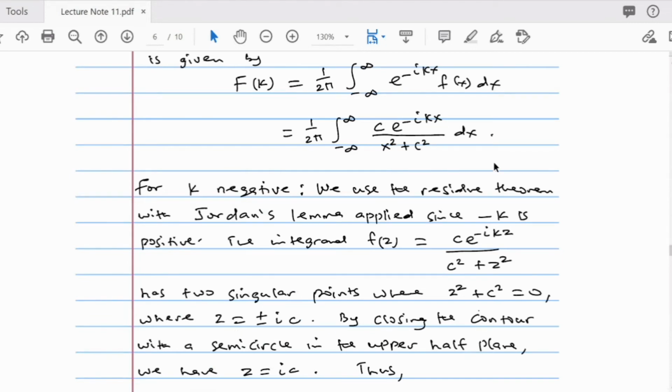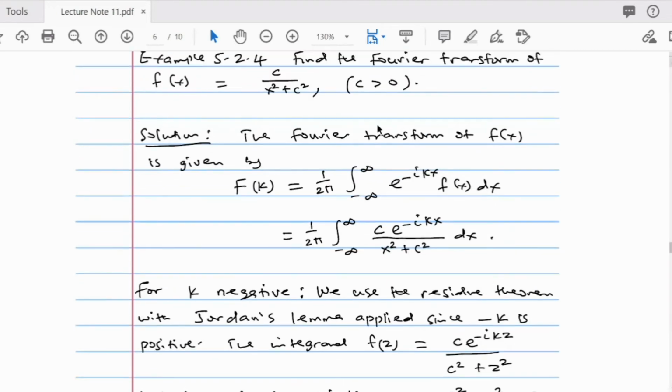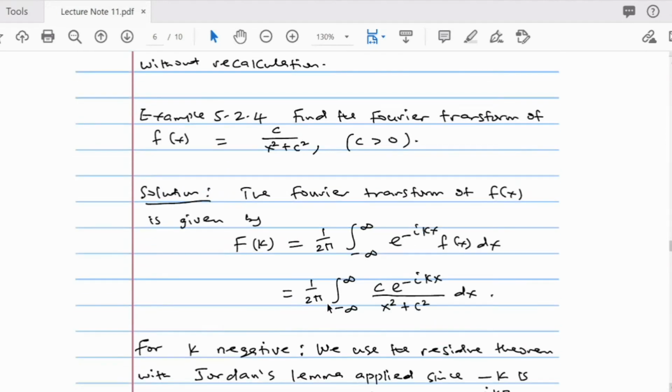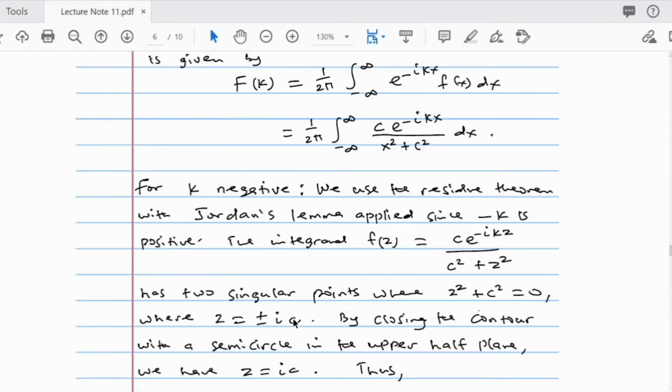So that is why we assume that our c is greater than 0, our c is positive. Since our c is positive, z equals ic will be the one that is in the upper half plane. If our c is negative, z equals minus ic will be the one that is up. So that is why we have to make an assumption that our c is positive. So that means only z equals ic lies in the upper half plane. If you draw your x and y axes, you are talking about this side. This is the upper half plane, not below the x-axis.